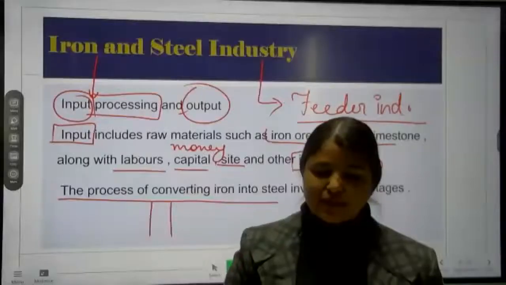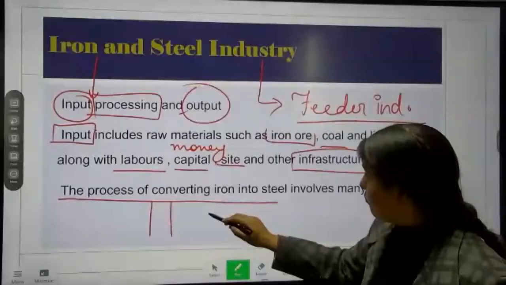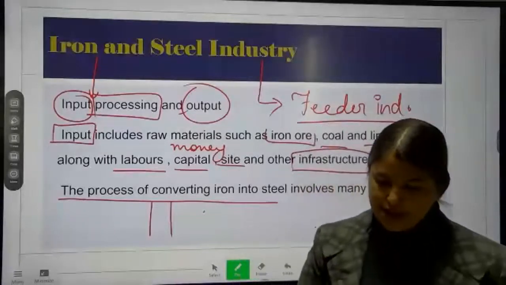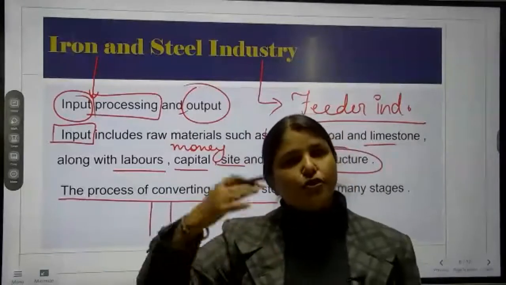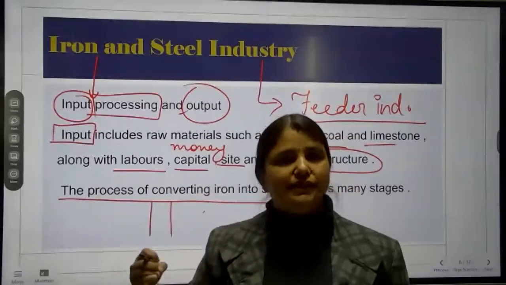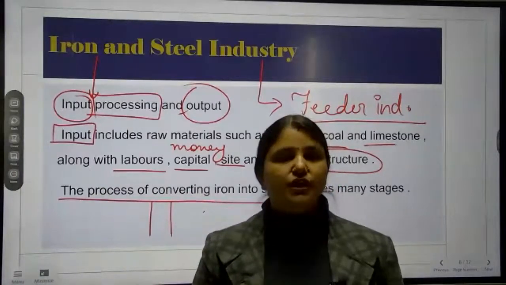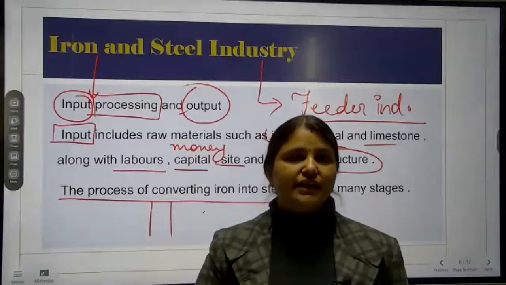Yes, very good. So they get only the raw material: coal, iron ore, and limestone. After that, the process which they do to get the steel is known as the processing, and finally the steel which they get is their output. Okay, so let's see.